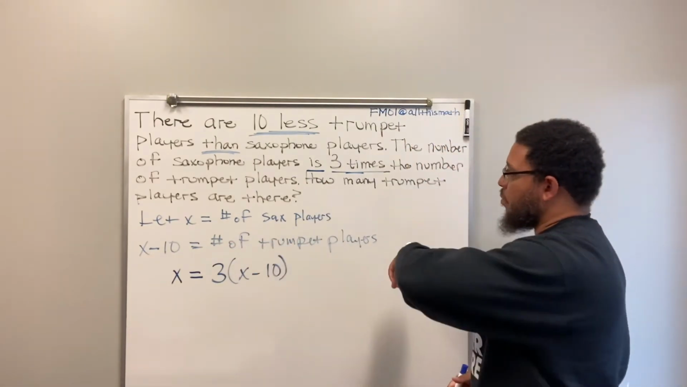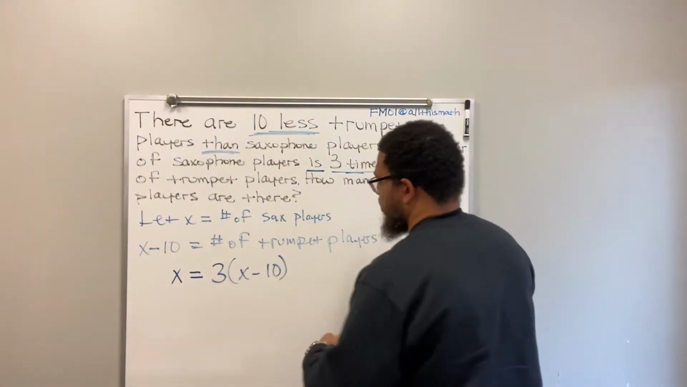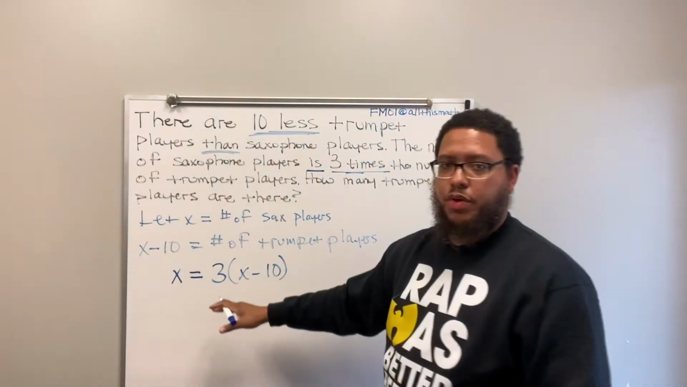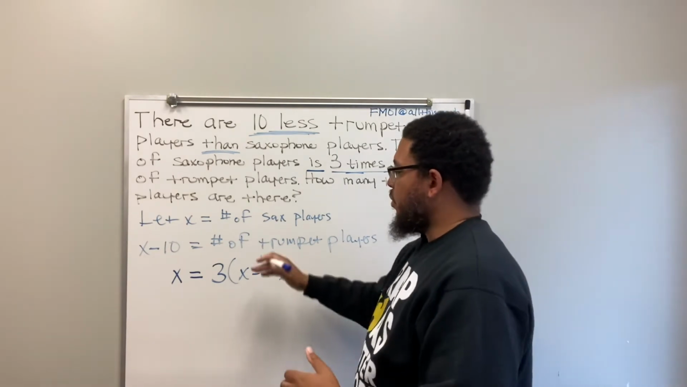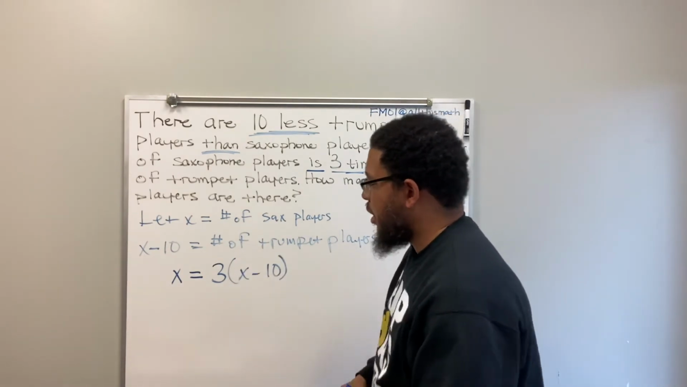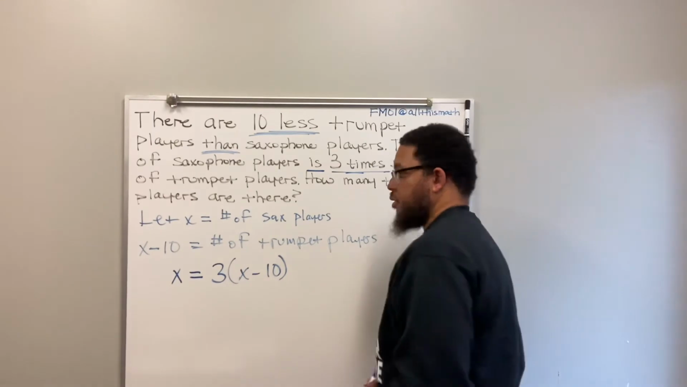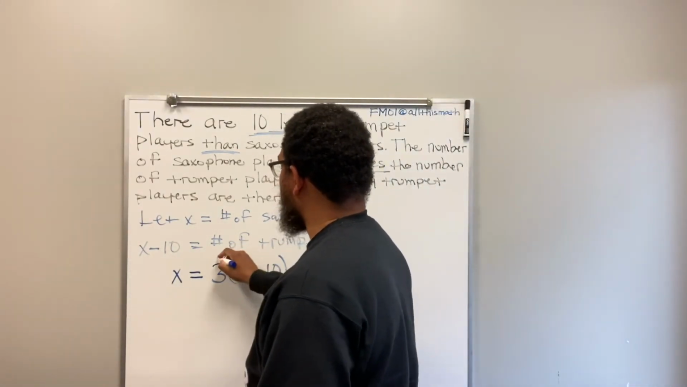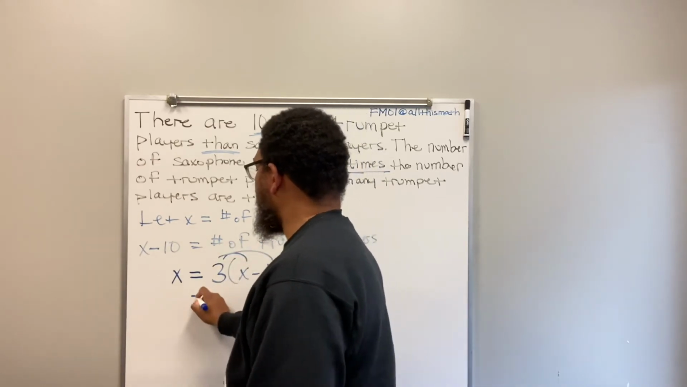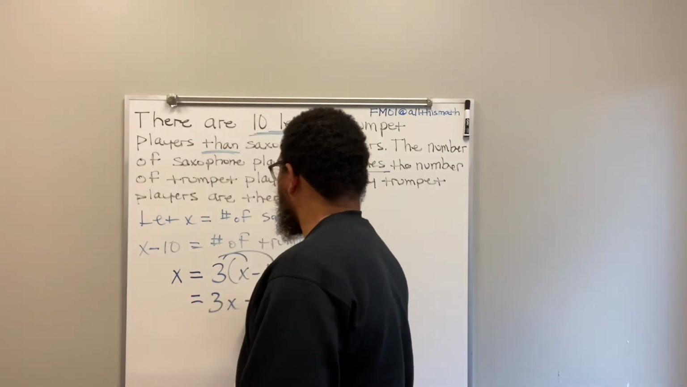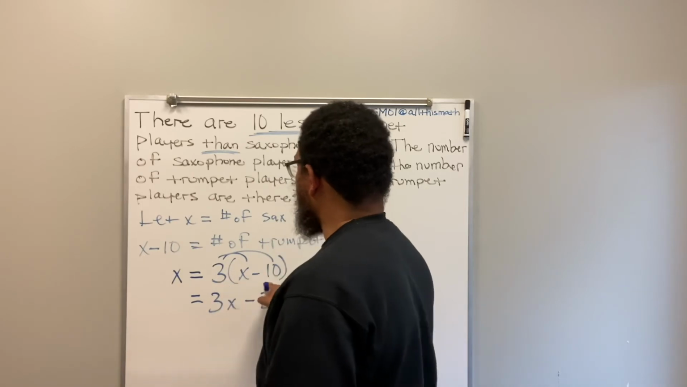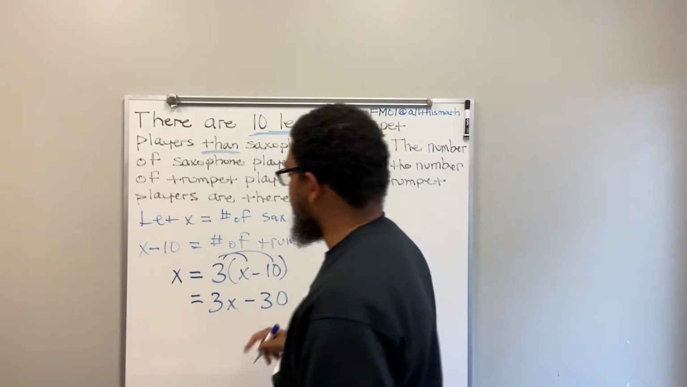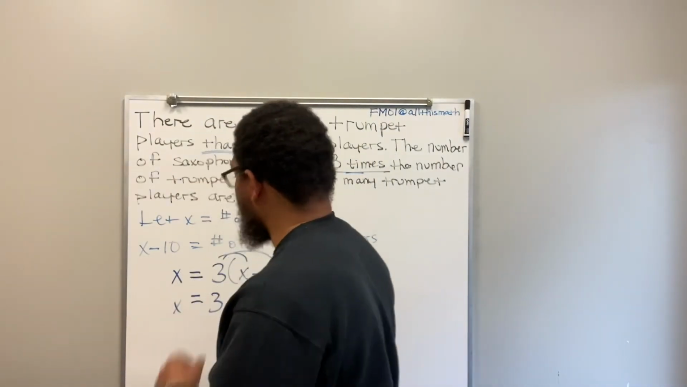So now we're done with the word problem part. Now we're just doing the straight algebra. So we've got x equals 3 times the quantity x minus 10. We don't say 3 parentheses x minus 10. This is a quantity. x minus 10 is a quantity. First thing we want to do is get rid of the parentheses by doing distribution, the distributive property. So we do 3 times x and we do 3 times negative 10. So over here we've got 3x minus 30. A positive times a negative gives you a negative. Don't forget that. Then you've got x over here.